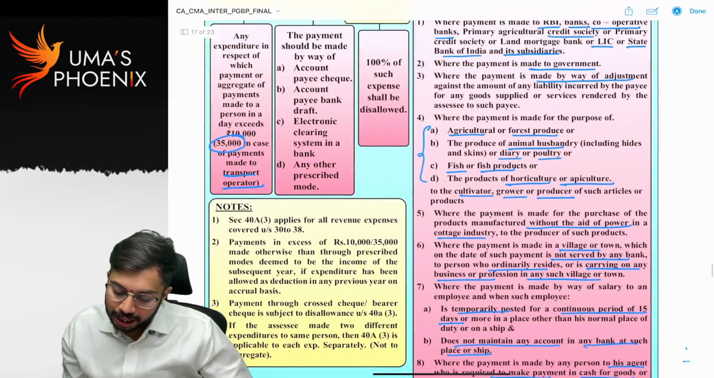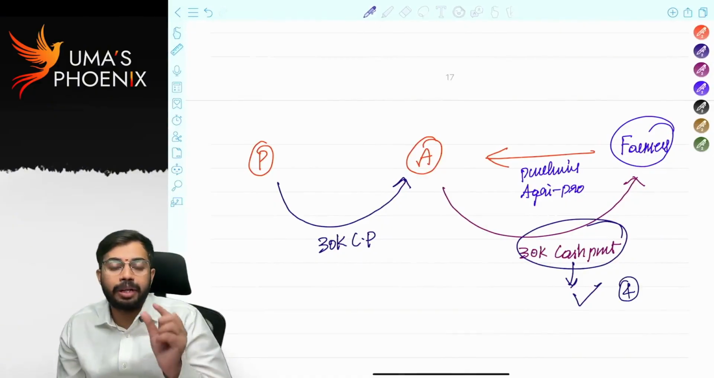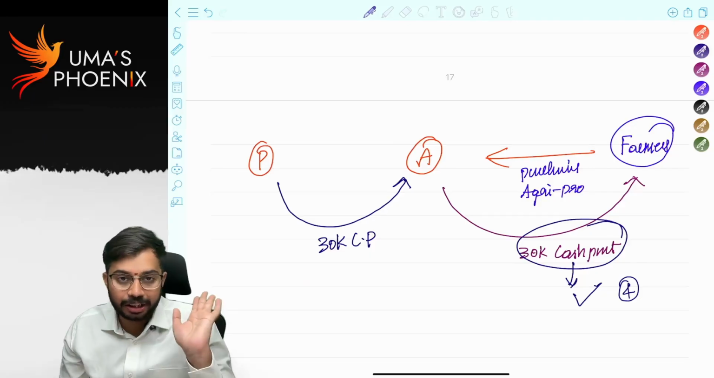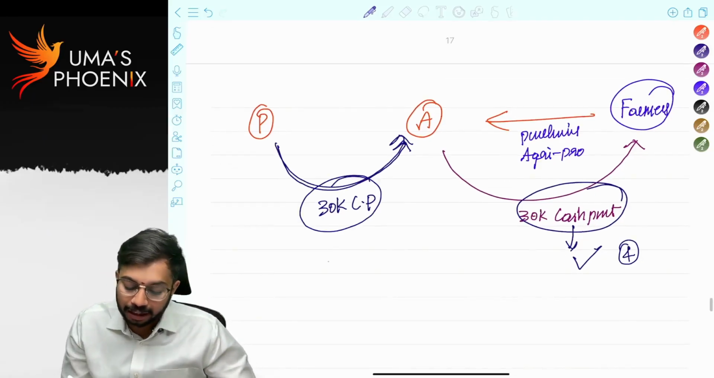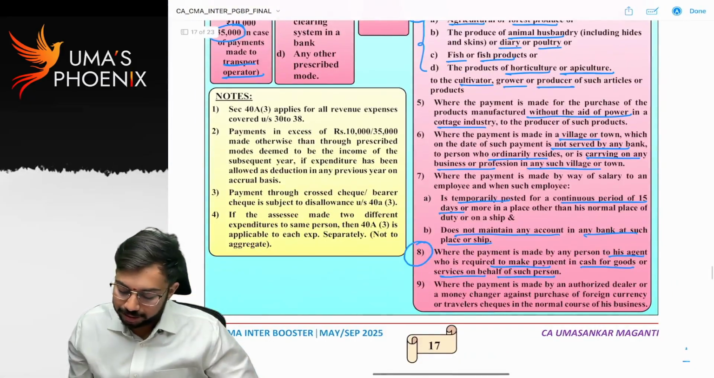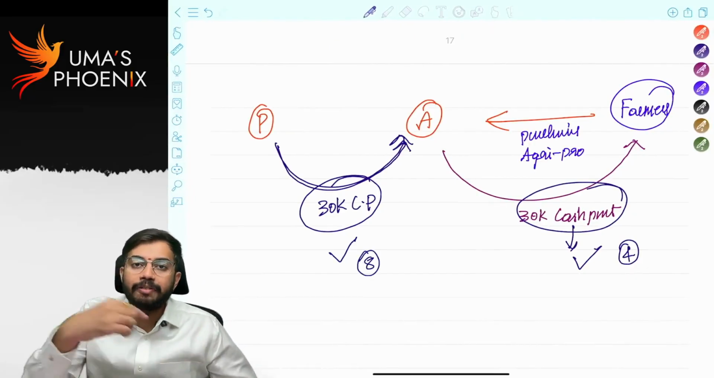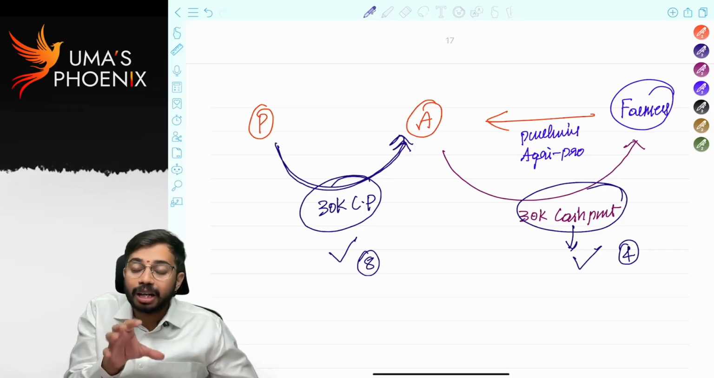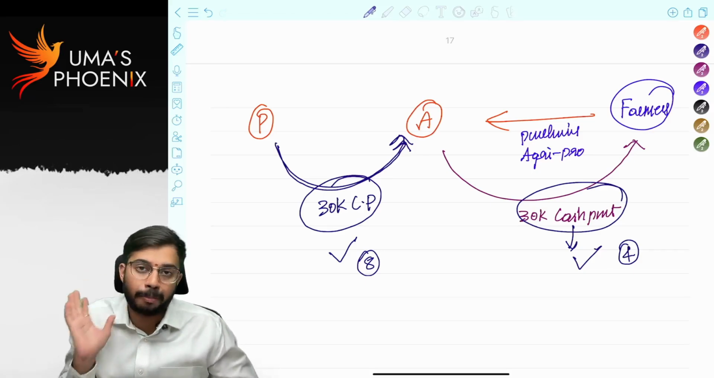This is allowed as deduction under point 4. Under point 4, if any amount is paid for purchase of agricultural products, even though cash payment is made, it is allowed as deduction. And whatever 30,000 cash payment made by principal to agent is there, that is also allowed as deduction under point number 8. Are you able to understand? Agent is required to make cash payment. So principal gave cash payment to agent. Whatever the cash payment given by principal to agent is there, that is also allowed as deduction under point 8.